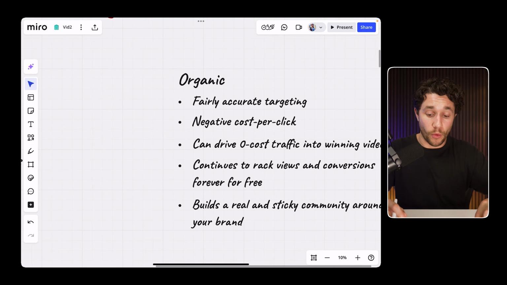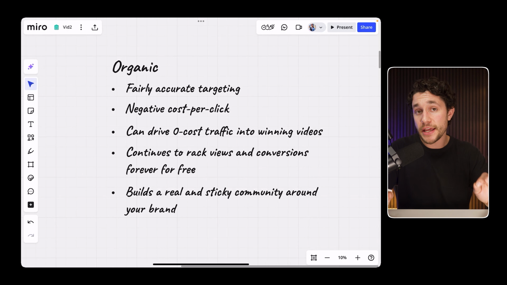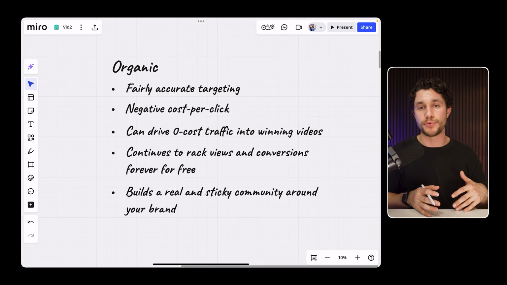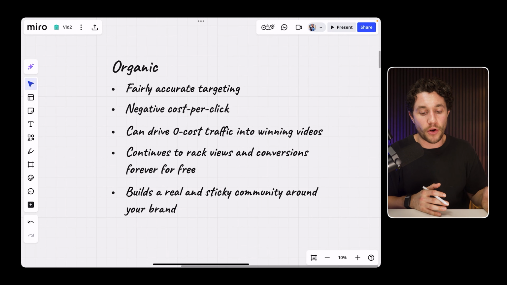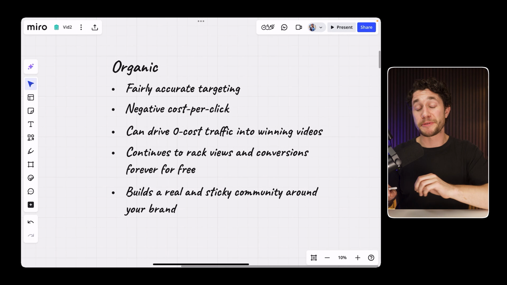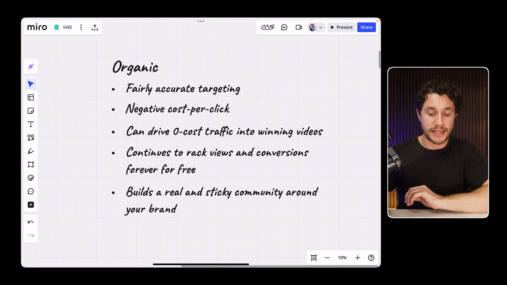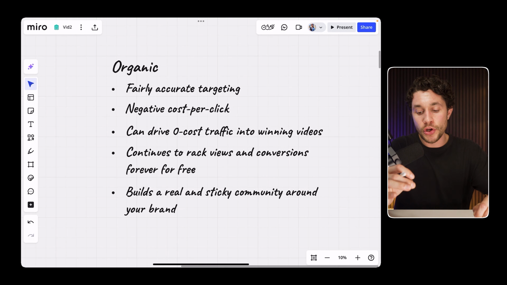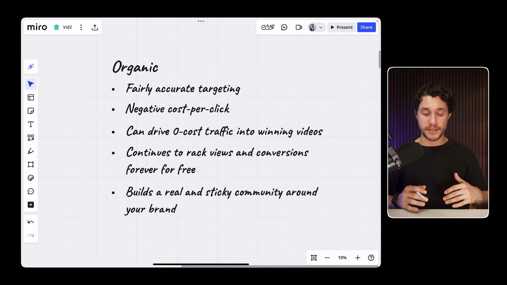Now, looking over at organic content, the targeting is pretty accurate, especially with YouTube's newer algorithm changes. It's not that hard to target the exact person that you're looking for. Now, the big thing with organic content, specifically YouTube long form content, is that there is what's called negative cost per click, which means if I want this TikTok ad to reach people, I've got to put $1,000 behind it.